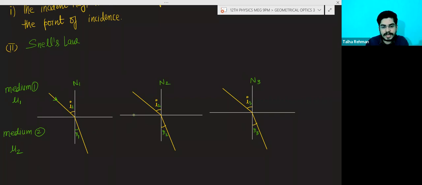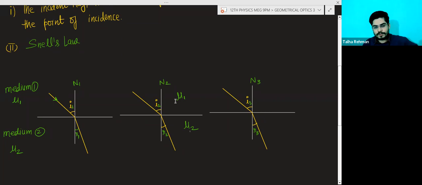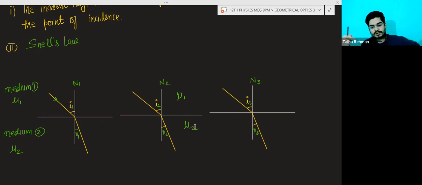Here also, the light is traveling from mu 1 to mu 2, that is, from the medium of refractive index mu 1 to mu 2. The pair of media we are not changing. We are changing the angle of incidence, and accordingly the angle of refraction changes.